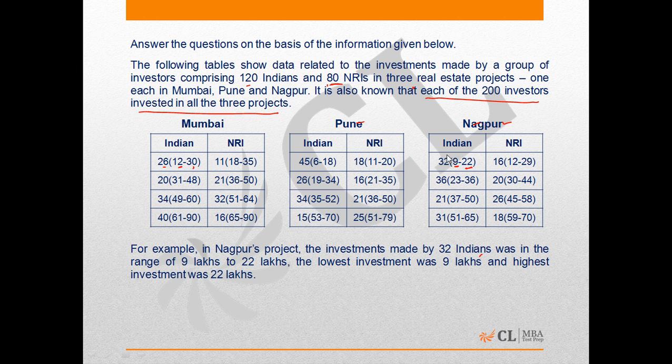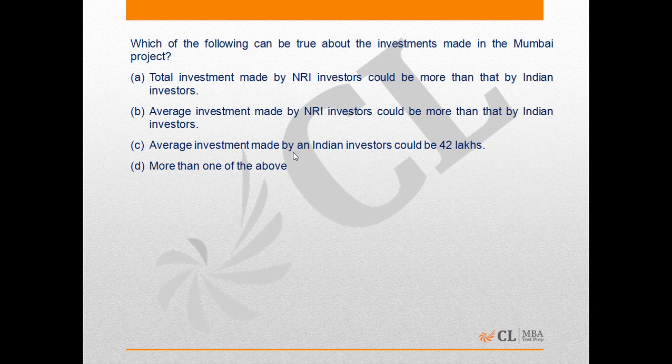Okay, so out of 120 Indians, 32 Indians invested, and their range was from 9 to 22. So the minimum was 9 lakh invested by at least one of them, and the maximum invested was 22 lakhs by at least one out of these 32. Okay, let's look at the first question. It says, which of the following can be true about the investments made in the Mumbai project? It's just about the Mumbai project.